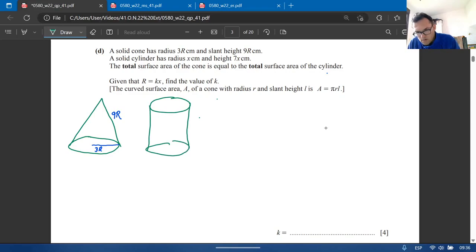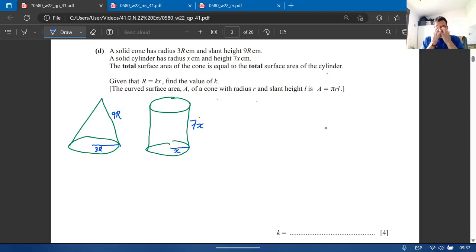Solid cylinder. My drawing is just brilliant today. Height is 7x and a radius of x. The total surface area of the cone is equal to the total surface area of the cylinder. Given that r equals kx, find the value of k.